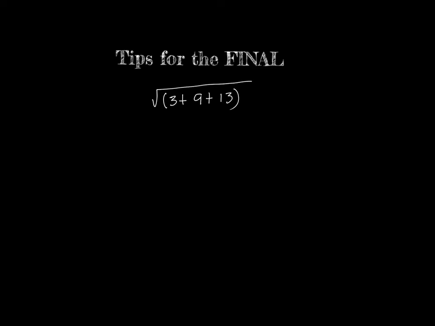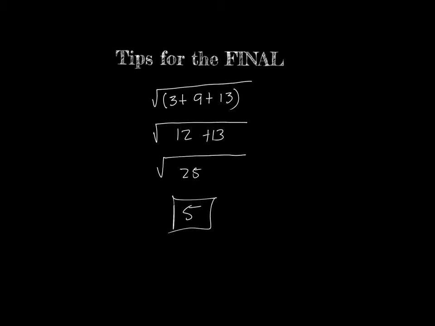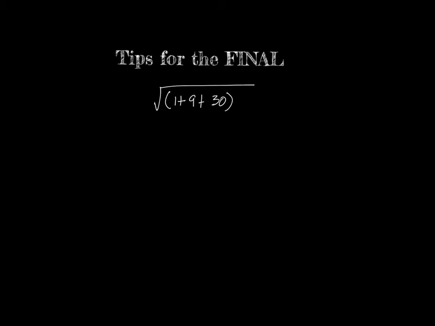For this one, we're going to find the square root of (3 plus 9) plus 13. So the first thing that you're going to do is solve everything inside the parentheses. So 3 plus 9 gives you 12, plus 13. In this case, we're going to get 25. So the square root of 25 is 5. And we are done.